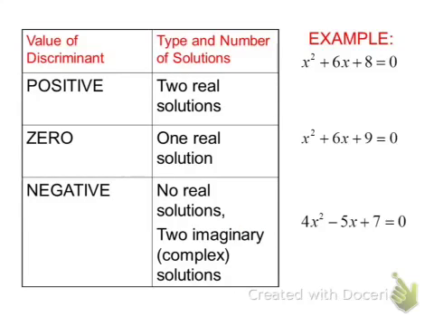If your discriminant comes out to be a positive number, this tells me that I'm going to have 2 real number solutions. Now, that could be 2 solutions like x equals 4 and x equals 2, or it could be 2 solutions that still have square roots in them, as long as they're real numbers. If you get a 0 for your discriminant, you're going to have only 1 real solution. Okay, so you're going to have just 1 point that fits that particular spot.